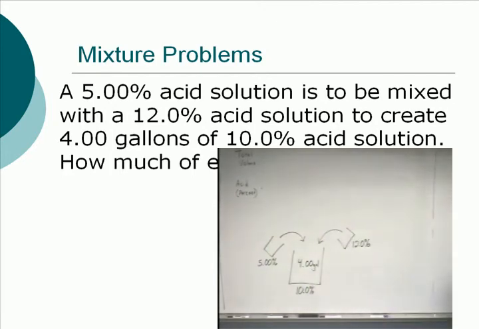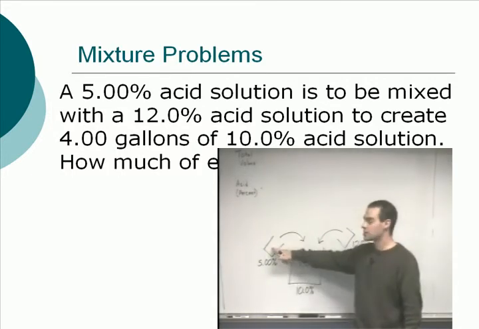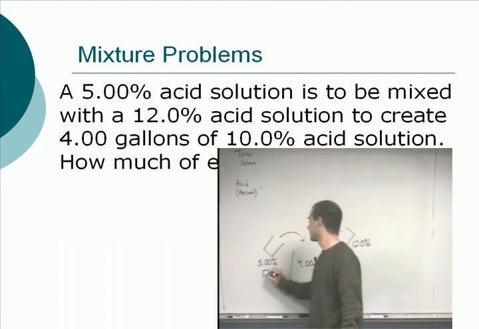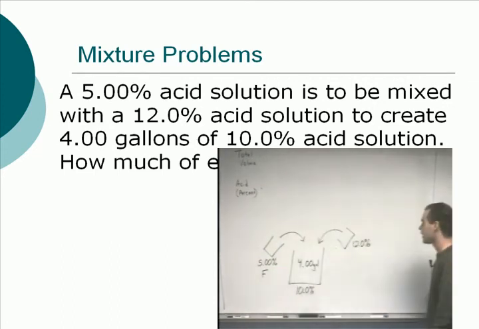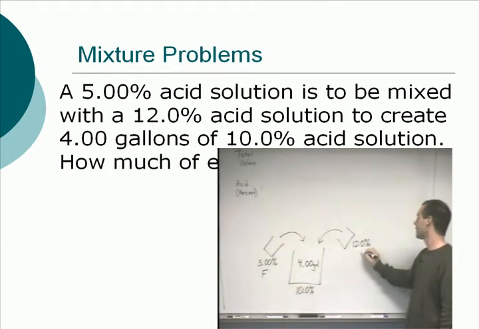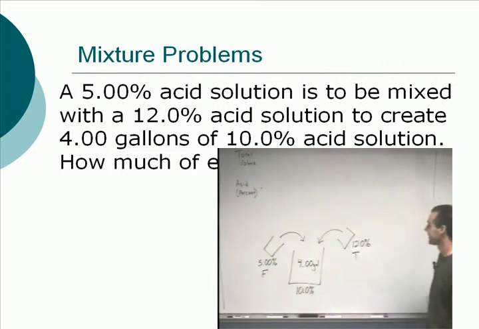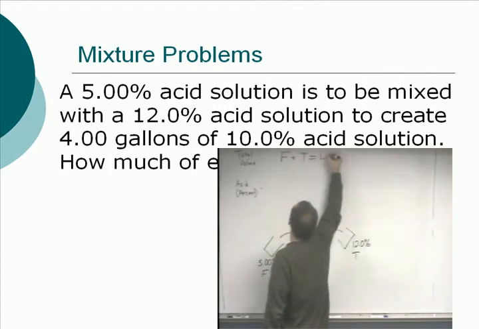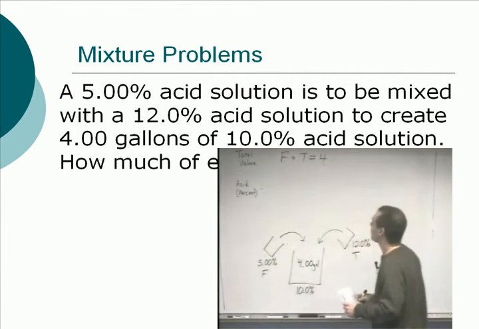Well, let's give our two things variables here. We've got some unknown amount to this 5%. Let's call it F. Good. F for 5%. And following that theme, let's call this one T. All right, good. So for the total volume, what has to be true? F plus T is 4.